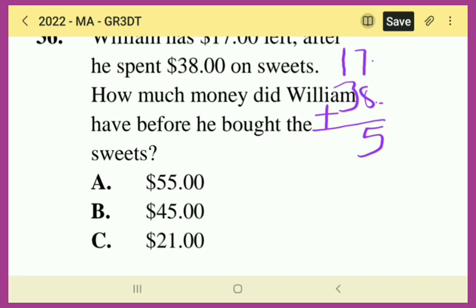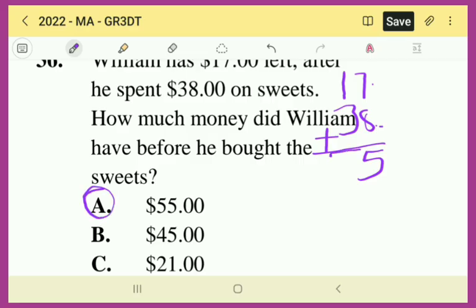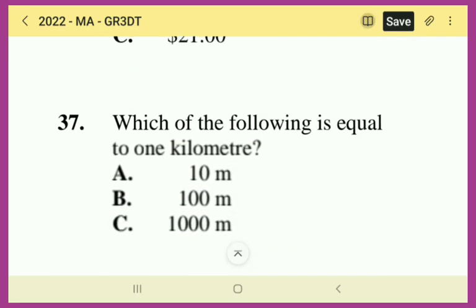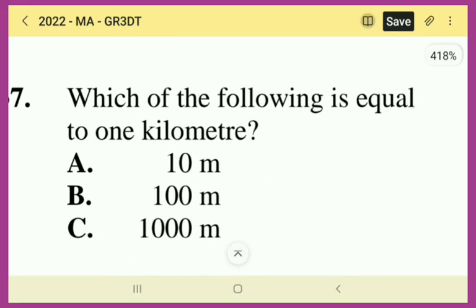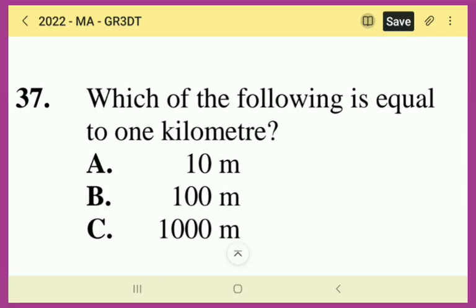All right, so let's go. 3 and 1 is 4. Plus the one that we renamed is 5. So the answer is 55, which is at A. Good job, girls. 37. Who wants to do 37? I heard you. Go ahead. Pay attention, others of you. Go ahead. All right. Good job.